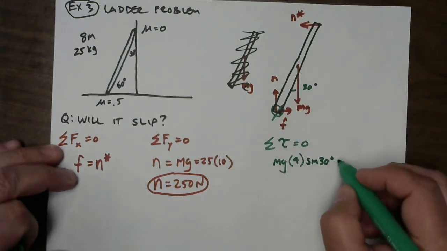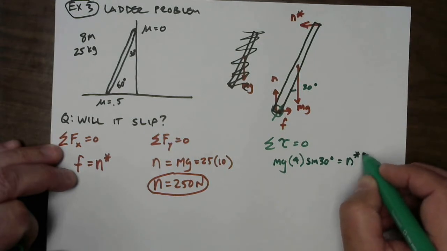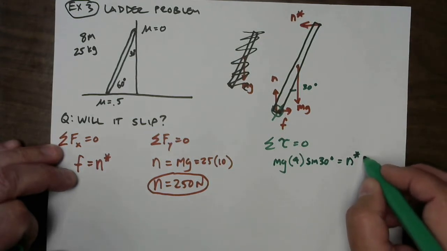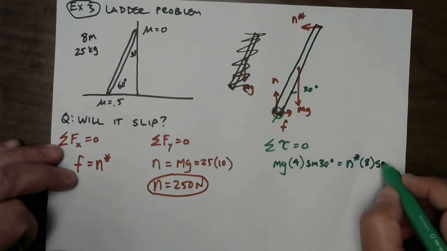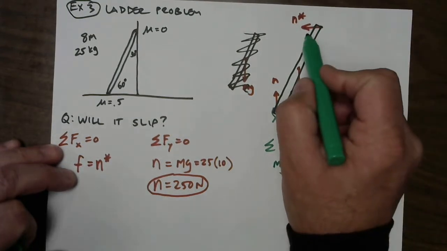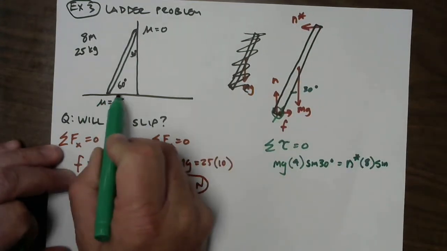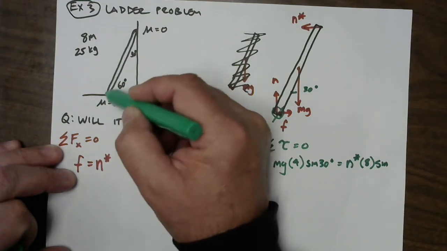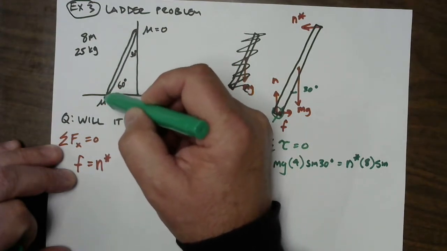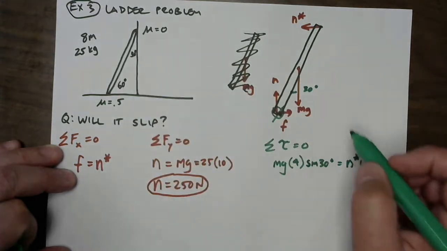Then pulling the other way is going to be the N star force, and that's acting at the full distance 8. And now we need to know the sine of its angle. I suppose you can guess that it's the 60-degree angle from what it looks like. But of course, this N star is parallel to the ground, and this ladder is this direction, and so there is going to be a 60-degree angle.